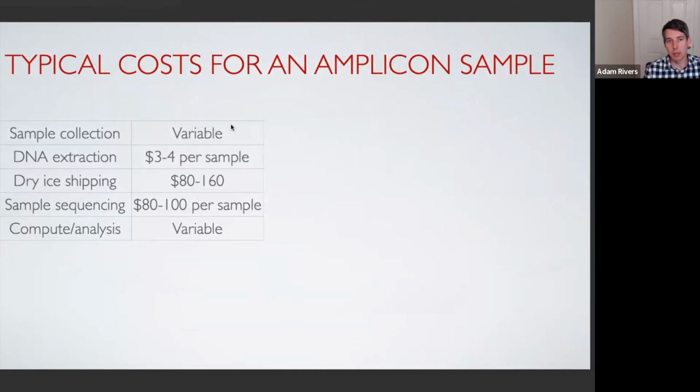So let's talk about a specific example. For a typical amplicon experiment, you might spend $3 to $4 extracting it. Now you've got all these precious samples. You don't want to just ship them. You want to ship them on dry ice because you want to be as careful as possible that you don't lose any. Next slide.